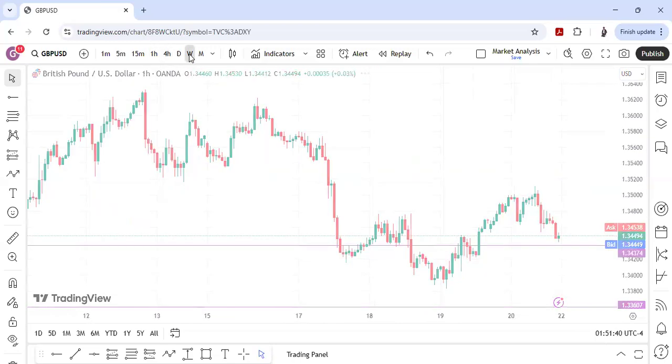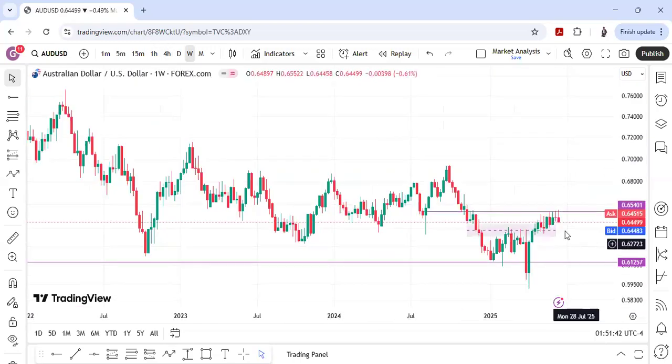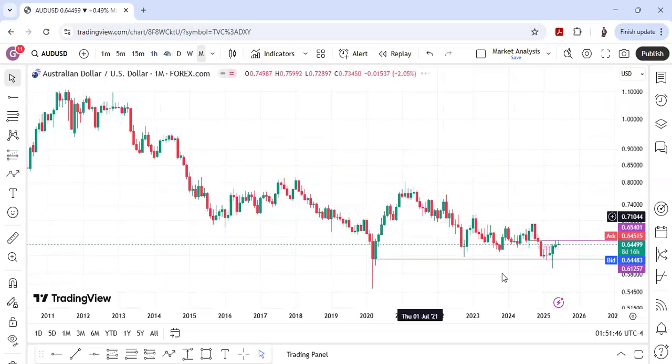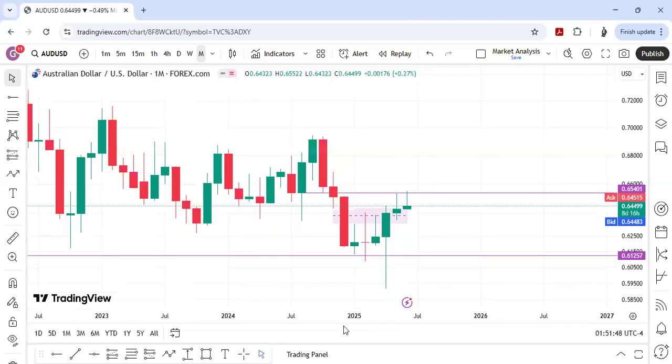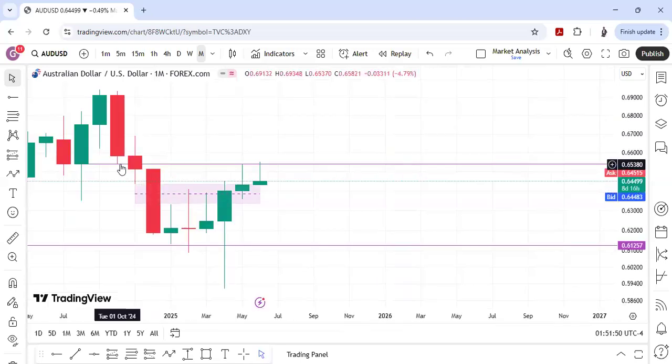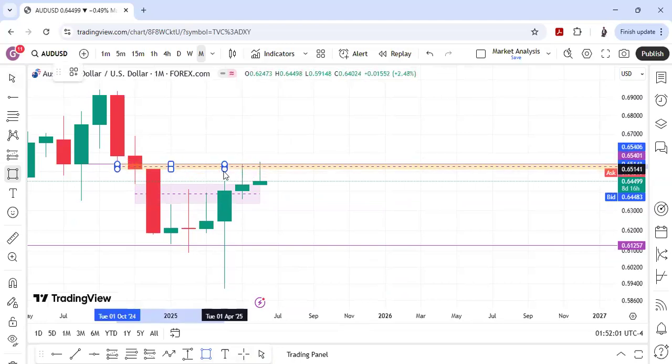Okay, let's go to AUD USD. AUD USD, the monthly FVG actually has been holding price. The low of this candle to the high of this candle, the FVG is there. Let me mark it out for us to see. I didn't do that before. So let me just do that so we can see here.